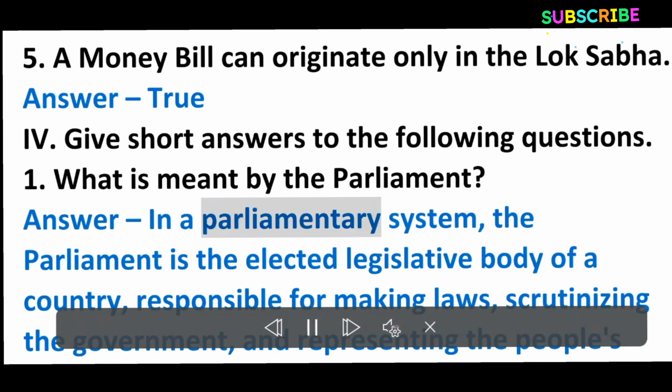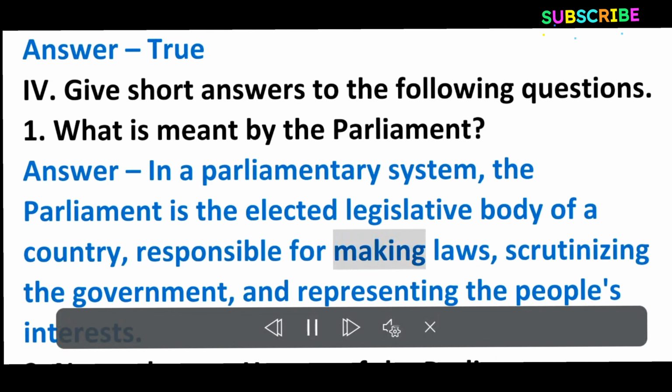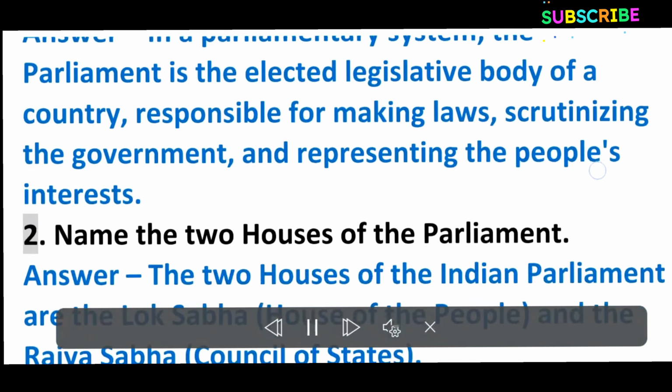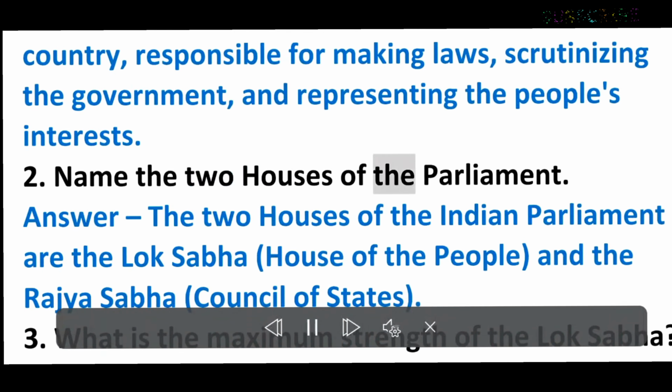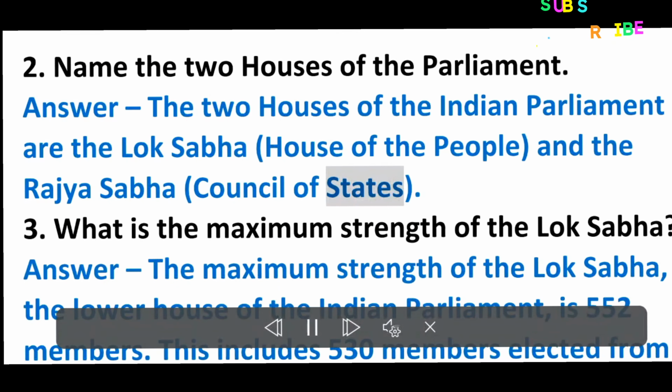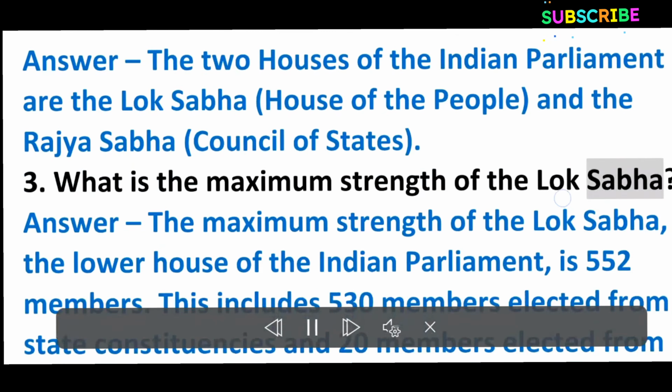Answer. In a parliamentary system, the Parliament is the elected legislative body of a country, responsible for making laws, scrutinizing the government, and representing the people's interests. 2. Name the 2 houses of the Parliament. Answer. The 2 houses of the Indian Parliament are the Lok Sabha, House of the People, and the Rajya Sabha, Council of States.